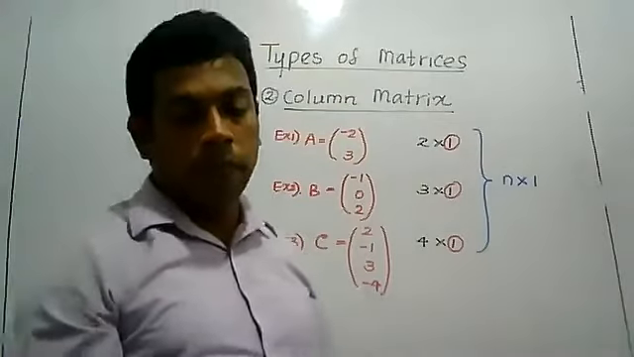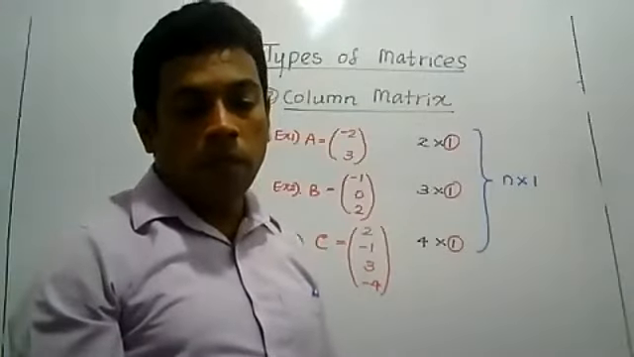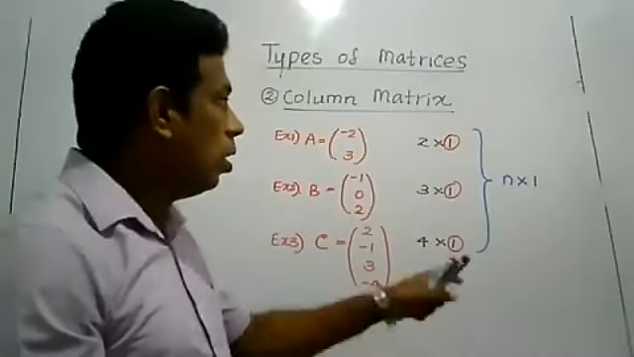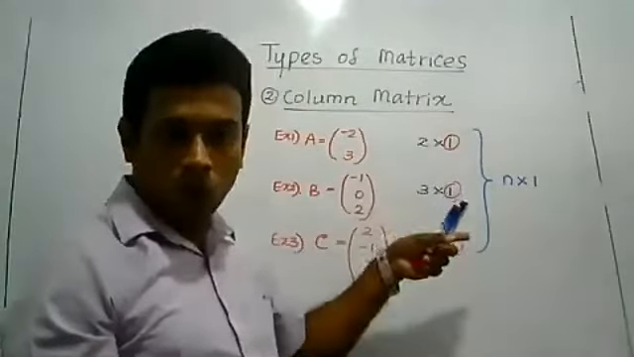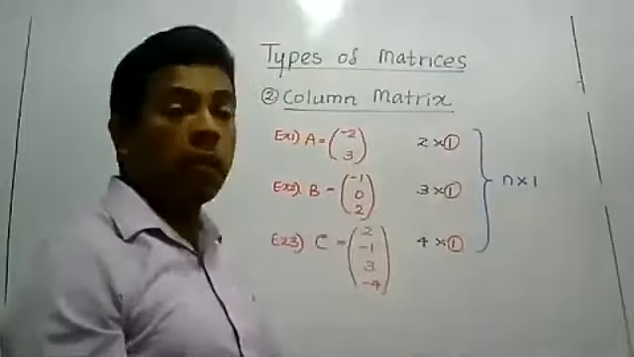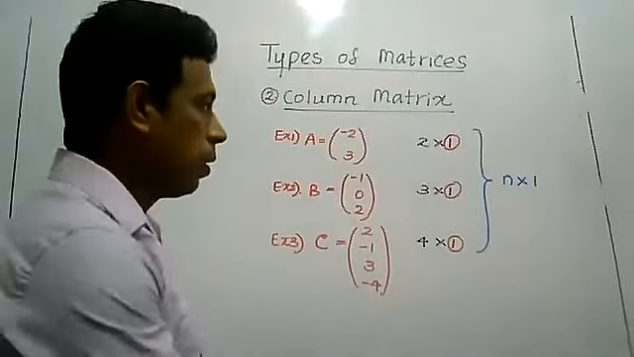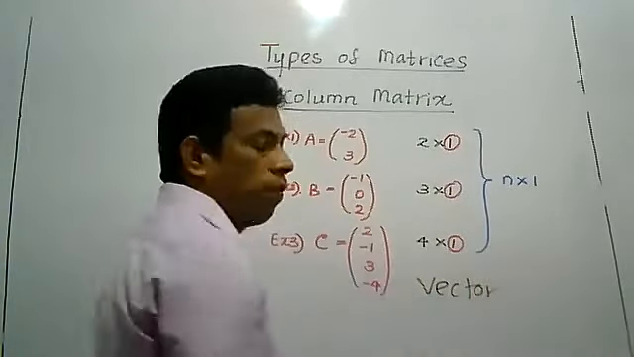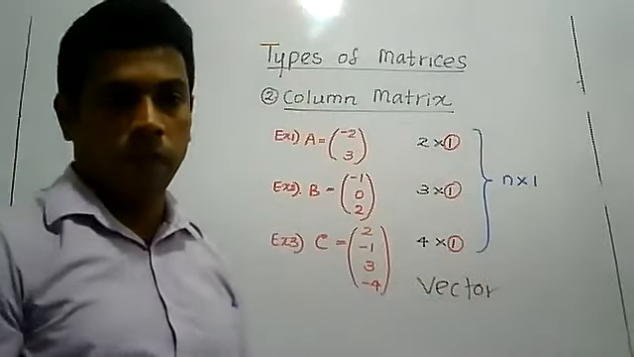Then again, I have given a center here. A column matrix is also called a column vector. Now the row matrix is called a row vector. A column matrix is again called a column vector. The word is vector. Row vector and column vector here.